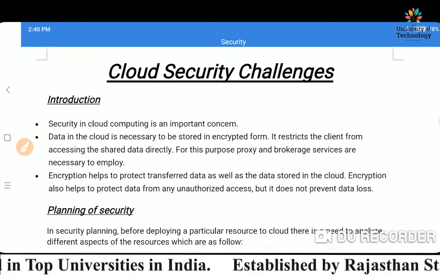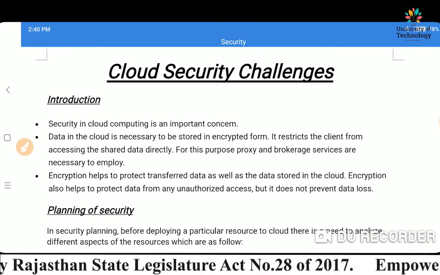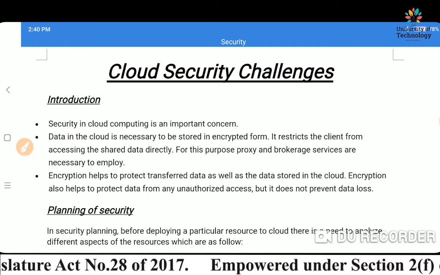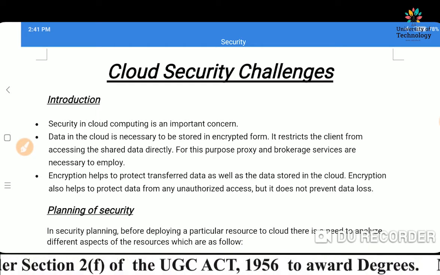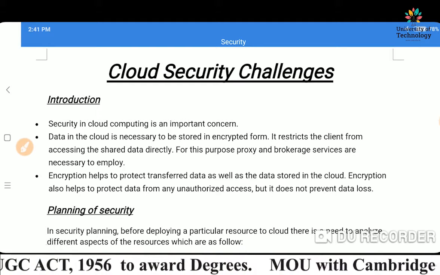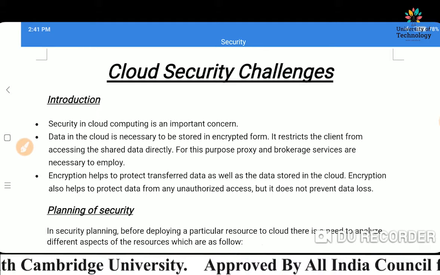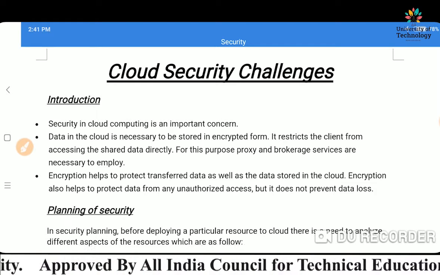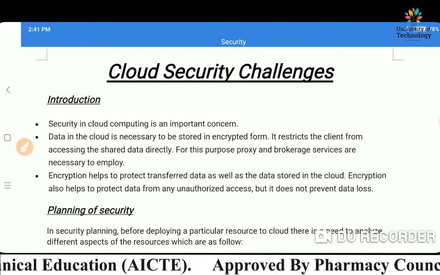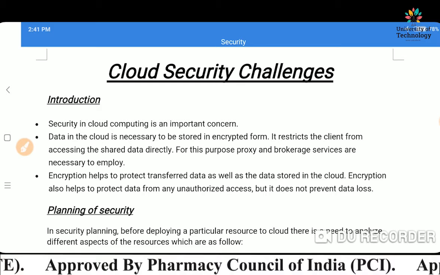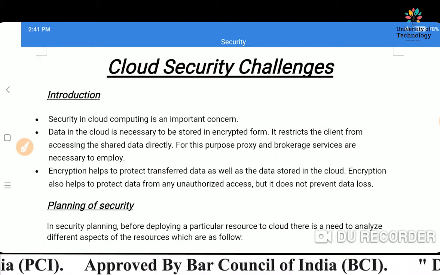Data in the cloud is necessary to be stored in encrypted form. It restricts the client from accessing the shared data directly. For this purpose, proxy and brokerage services are necessary to employ. So encryption helps to protect transfer data as well as the data stored in the cloud. Encryption also helps to protect data from any unauthorized access, but it does not prevent data loss. Okay, so this is the introduction of cloud security.